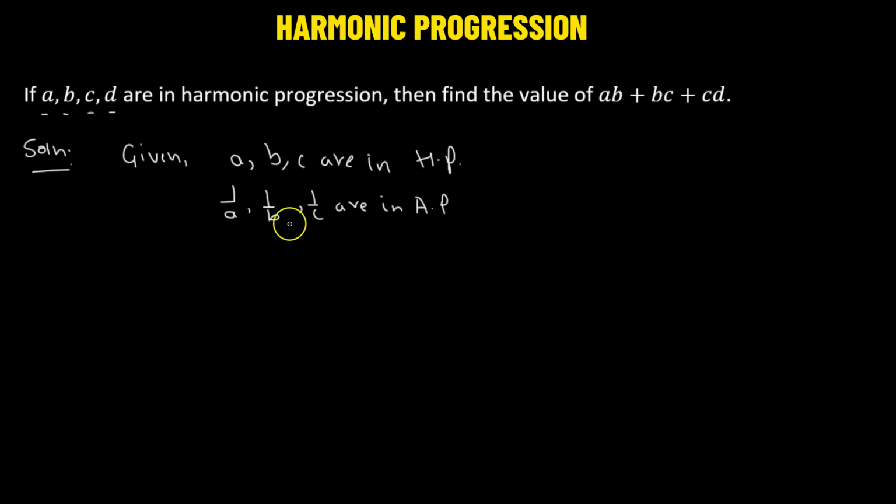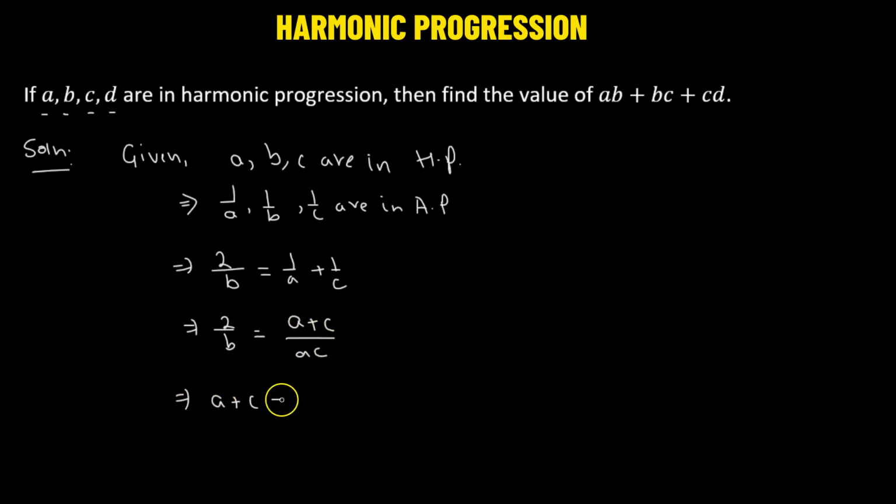And we know that whenever we have three terms that are in arithmetic progression, that immediately tells us that 2 over B, that means 2 times the middle term, will be equal to the sum of the first and the third term. Fine, so let's solve this. So we have 2 over B equals A plus C divided by AC. Or simply put, we have A plus C equals 2AC over B. So let's label this as number 1.